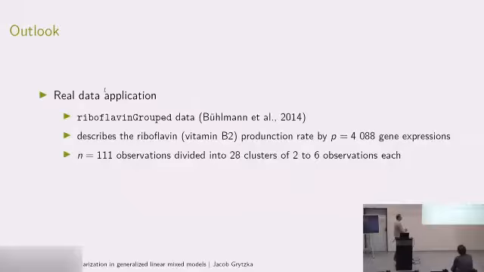Currently we are working on a real data application as well. We have a data set with 111 observations and 4,088 covariates, which is grouped into 28 groups or clusters with 2 to 6 observations.